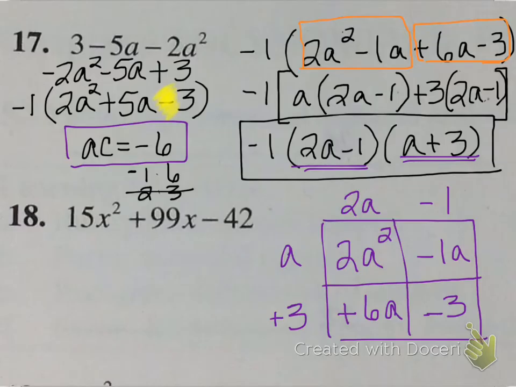So now that you've seen 3 methods, you're going to want to pick a method that works best for you, whether it's the box method, the AC method, or the FOIL guess and check method. Factoring trinomials just takes practice, but keep in mind you can always double check your work by multiplying them back through to make sure you got the original problem.